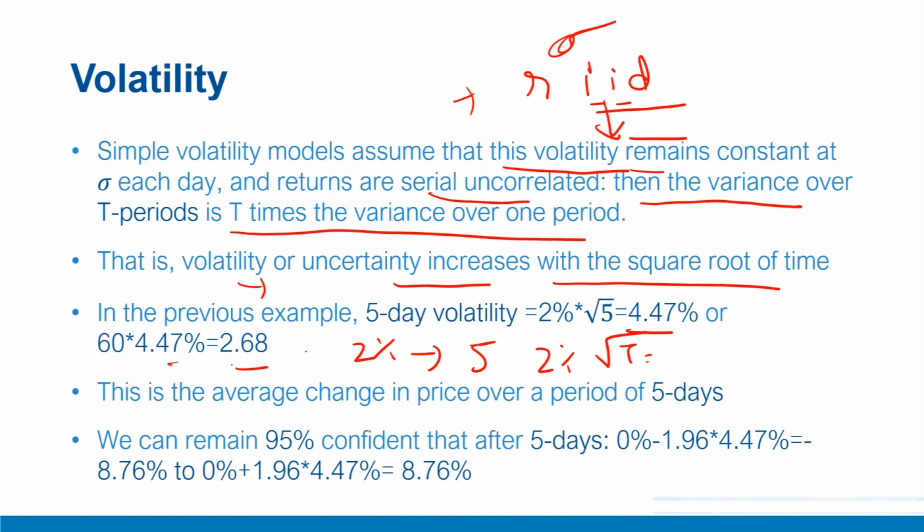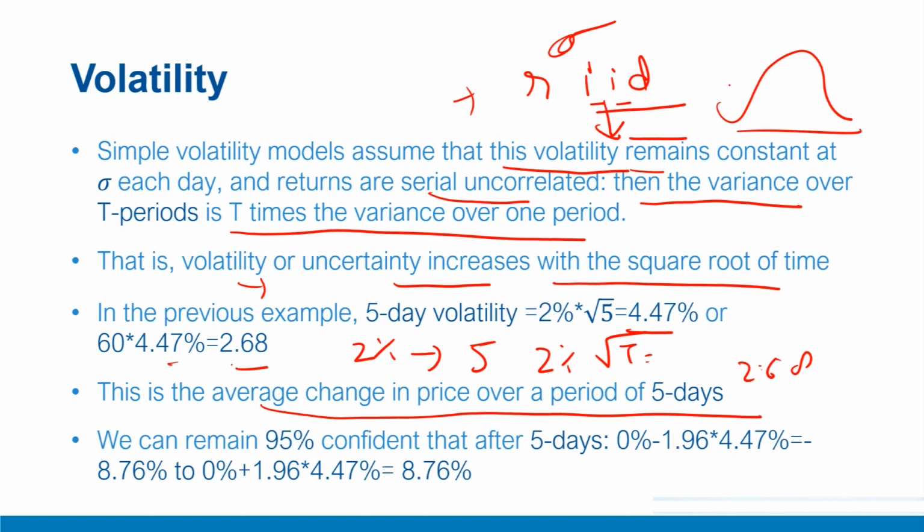What it means now is that if you want to know the average expected change over a period of 5 days, it can be either plus or minus $2.68. It can go up or down by $2.68. Let's also think about what it means if you want a 95% confidence interval. Again, recall that if we believe the returns follow a normal distribution, then the lower and upper ends are plus or minus 1.96. And if the returns are distributed with a mean of 0%, then the lower end of the return is 0% minus 1.96 times 4.47%, which is minus 8.76%. Similarly, the upper end is 0 plus, and with symmetry it is again plus 8.76%.